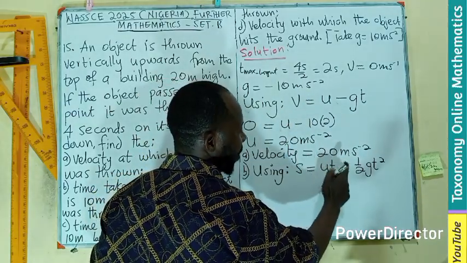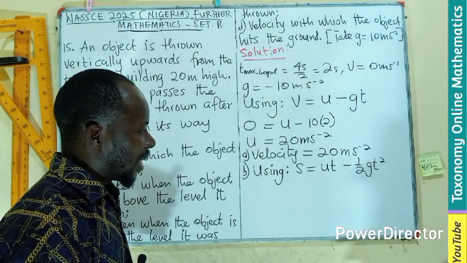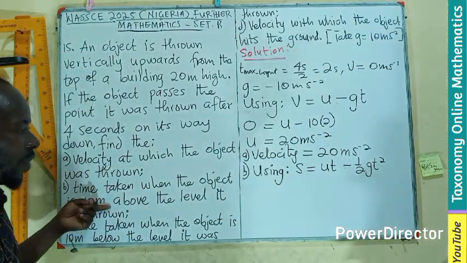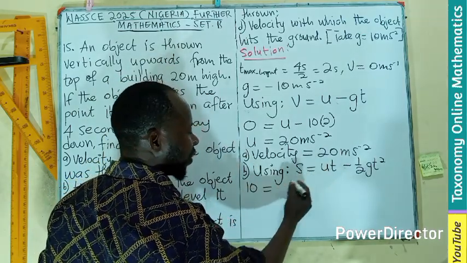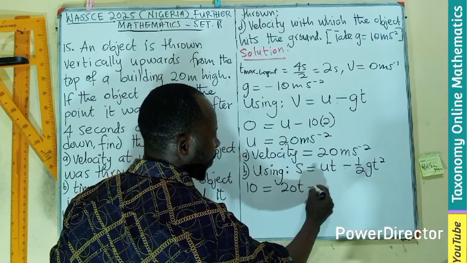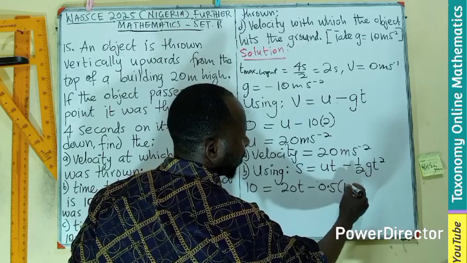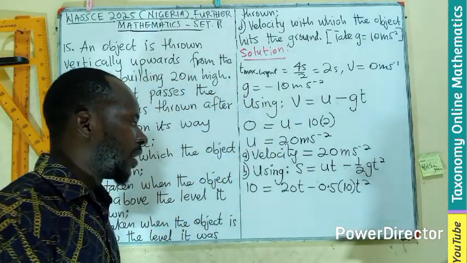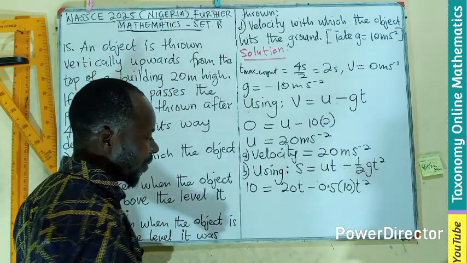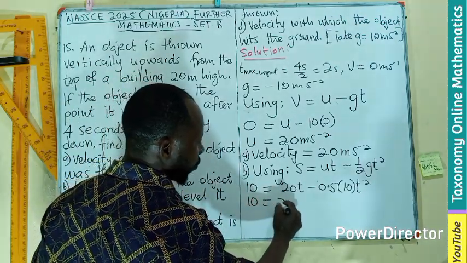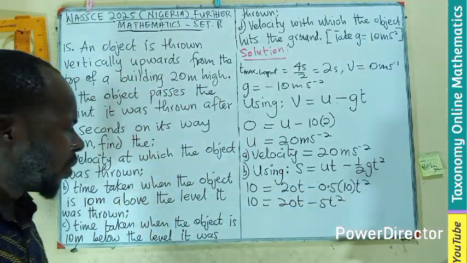And in this case, our gravity is going up, so we are taking the negative value. So remember, your distance is above the level it was thrown, so positive. So positive 10 equals the initial velocity of 20, times the time we are looking for, minus half, which is 0.5, times 10, times t squared. Remember, here we'll give you 5. So if here is 5, here is going to be 10. So as you have 10 equals 20t minus 5t squared.